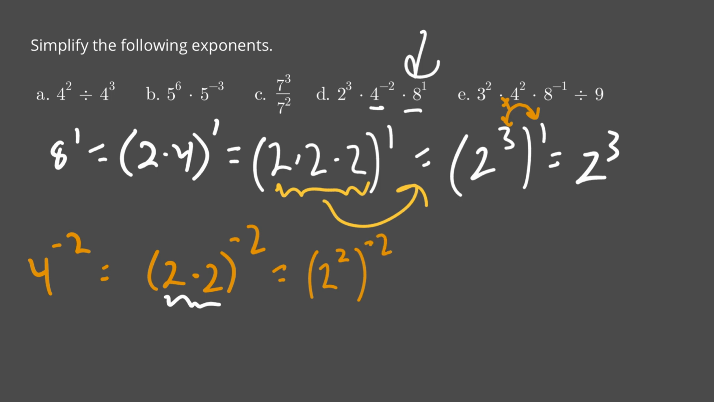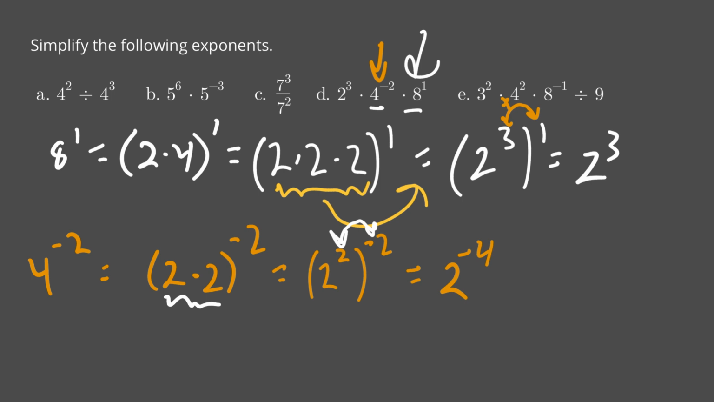Again, you've got an exponent inside and outside the parentheses, so we have to multiply those together. So our final simplification in this step is going to be 2 to power 2 times negative 2, which is a negative 4 in the exponent. Okay, that is the middle part of part D. Now let's put it all together.